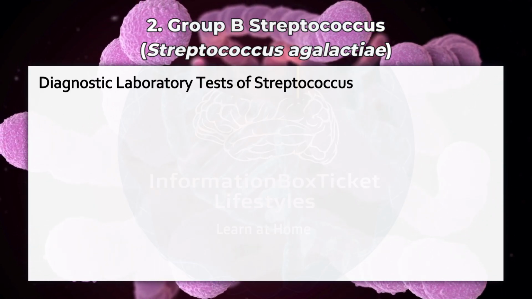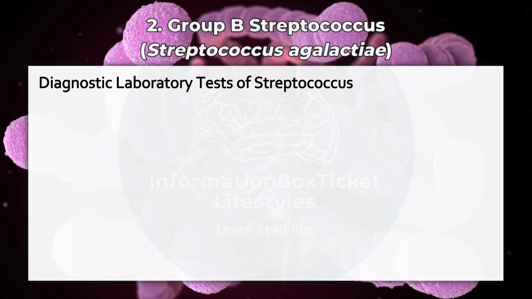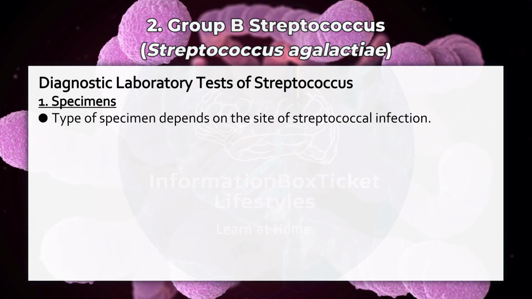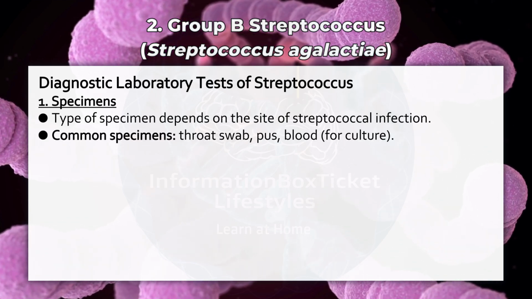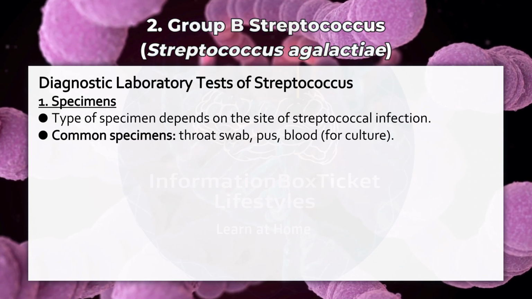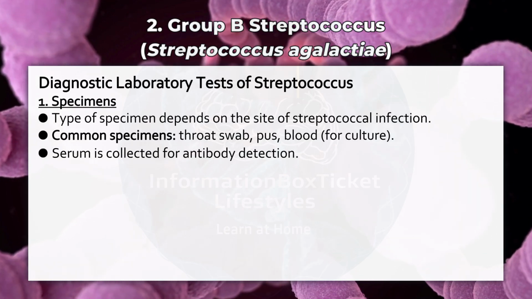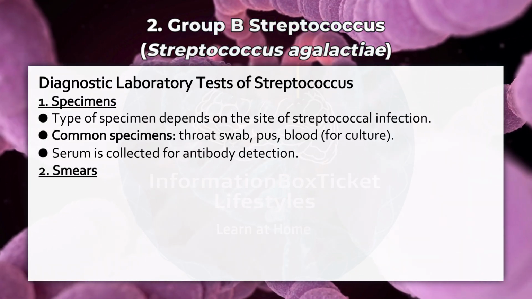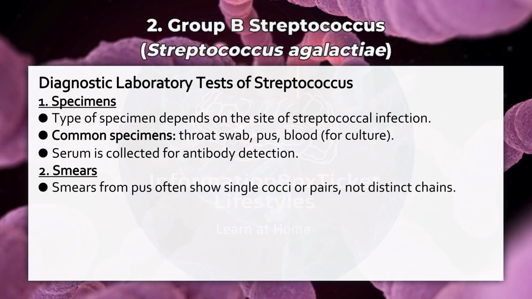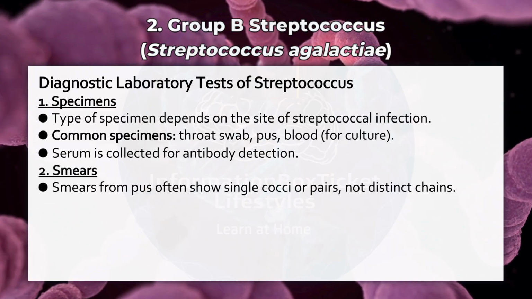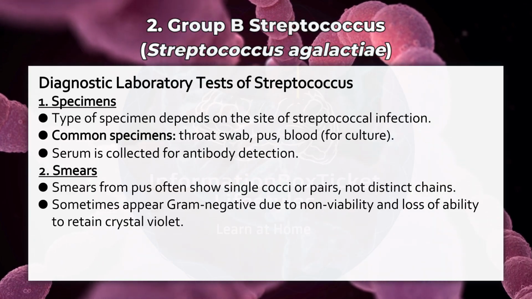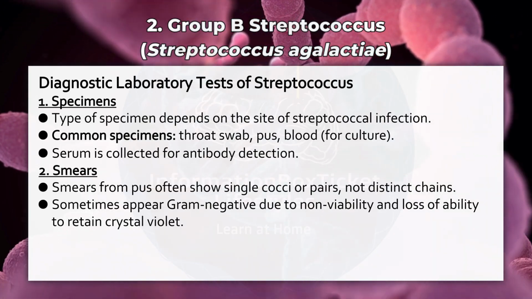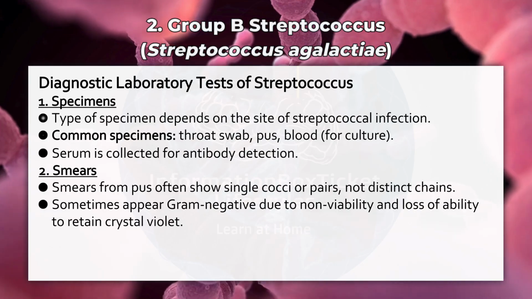Diagnostic laboratory tests of Streptococcus. First, specimens. Type of specimen depends on the site of streptococcal infection. Common specimens: throat swab, pus, blood for culture. Serum is collected for antibody detection. Second, smears. Smears from pus often show single cocci or pairs, not distinct chains. Sometimes appear gram-negative due to non-viability and loss of ability to retain crystal violet.